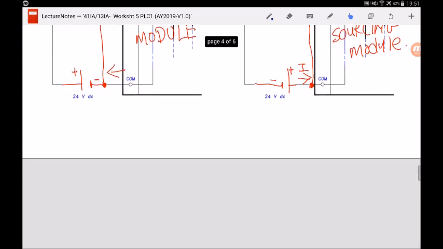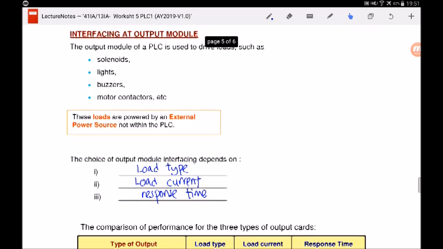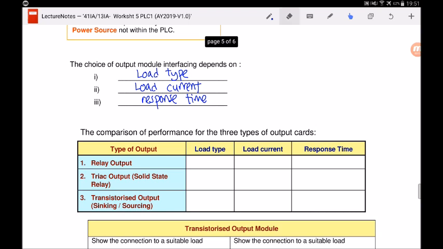Now we go back to my output module, and the choice of the output module interfacing depends on the load type, load current, and the response time. So what do we mean by that? Well, in the market, they have 3 different types of PLC output module: the relay output module, triad output module, and the transistorized output module. Depending on your requirement, the supplier will definitely ask you to choose which type of output module you want to purchase together with your PLC.